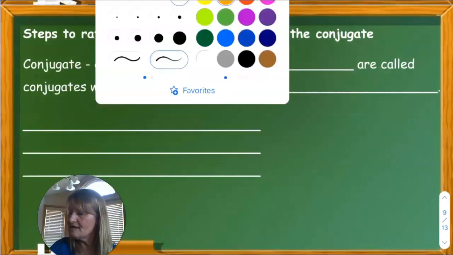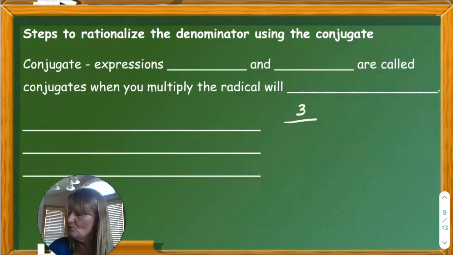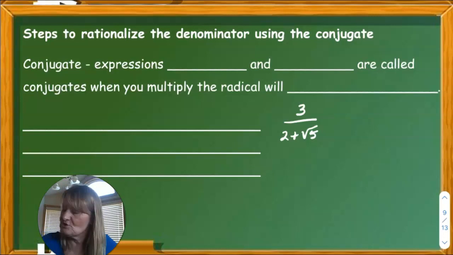The type of problem we're going to be talking about today: the last time we talked about a single radical, now we're going to talk about something like 2 over 2 plus the square root of 5. Now you notice that I have a value added to the square root of 5, or that radical. So it does look a little bit different.